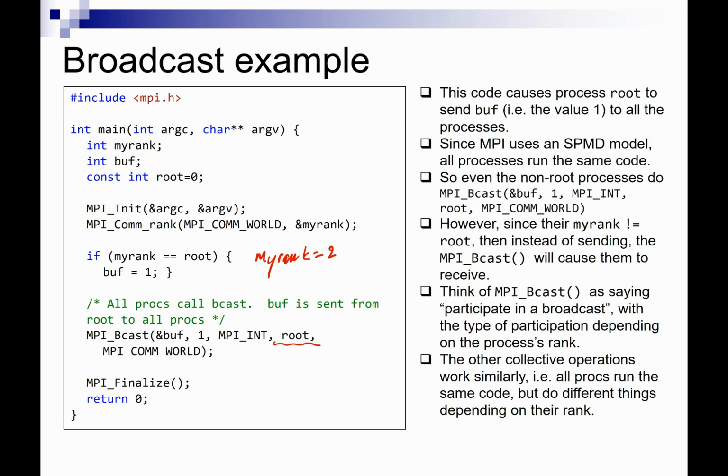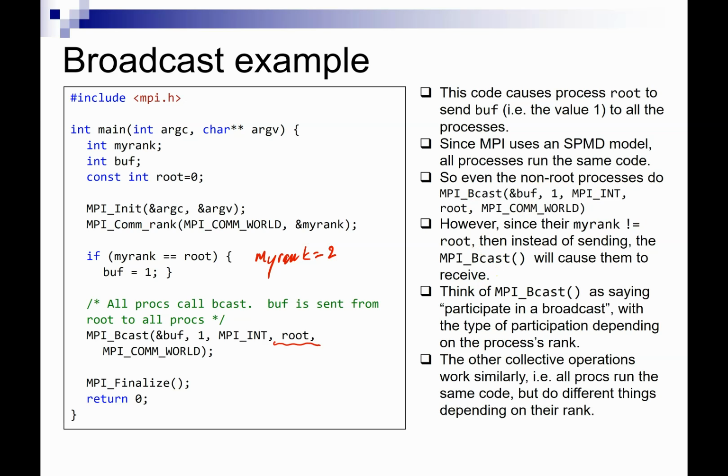Let's see. So this just says what I was explaining. All of the other processes, including non-root processes, are also going to call the MPI broadcast. But because the rank is not equal to the root, then instead of sending, they're going to receive.